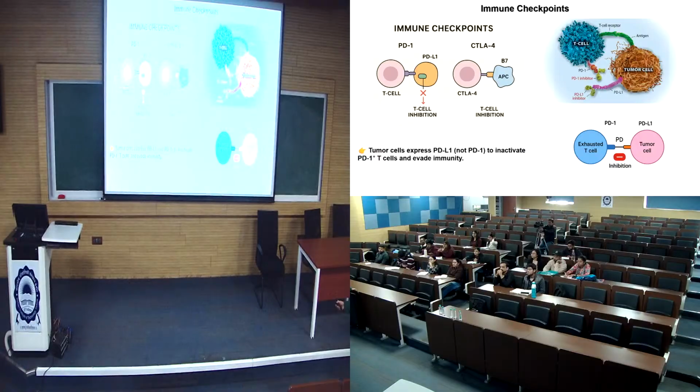Okay, but let's look at this one here. This is a T cell which naturally has PD1. This could be an APC cell. APC will express PD-L1 and they will become quiet. Tumor cells play the same game. They express PD-L1 and they make the T cell quiet.